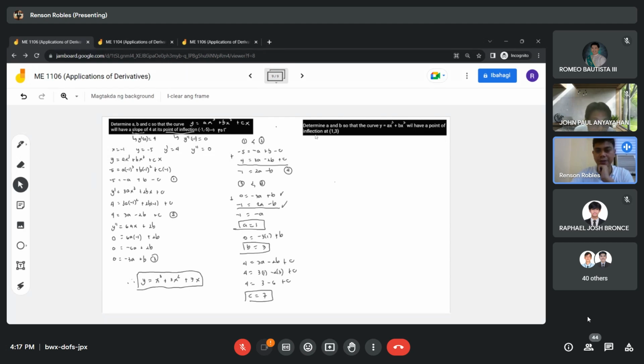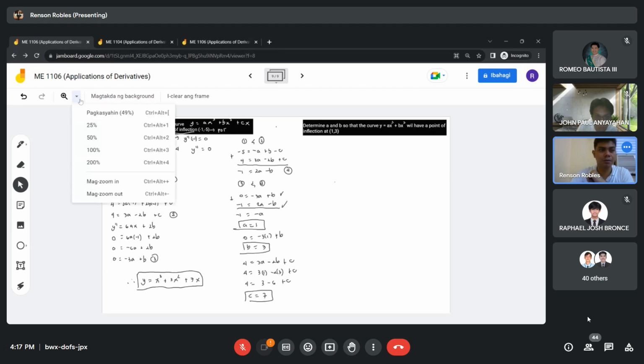However, you only have point of inflection here, meaning you don't have y prime because the only keyword here is point of inflection.